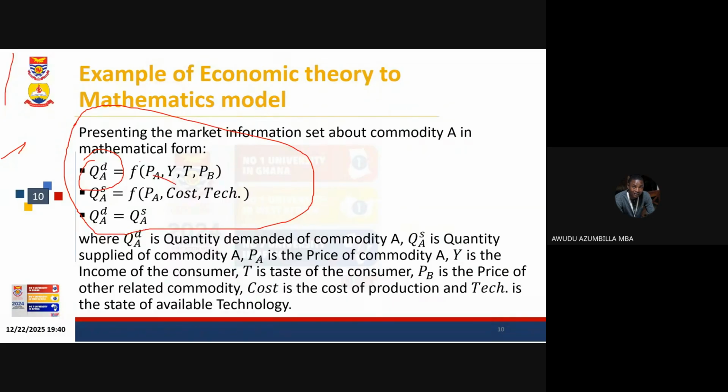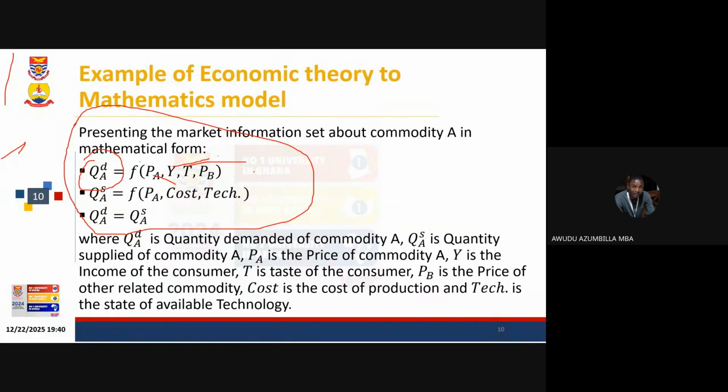The PA is the price of the commodity itself. Y is the income level. T is taste and preference. And then PB is the price of other commodity. So this is just a simple representation of what we were talking about up there.